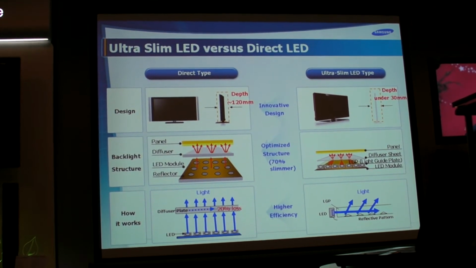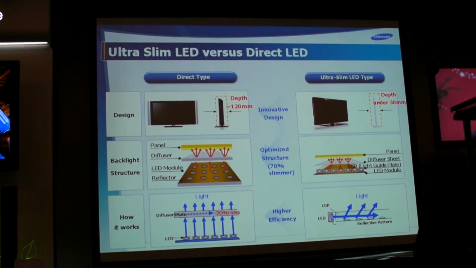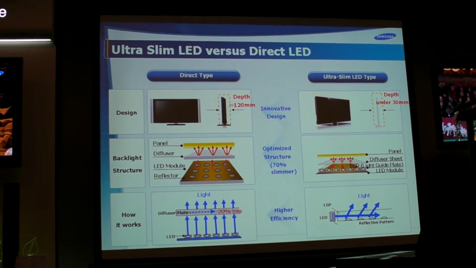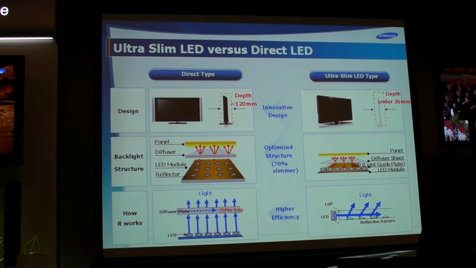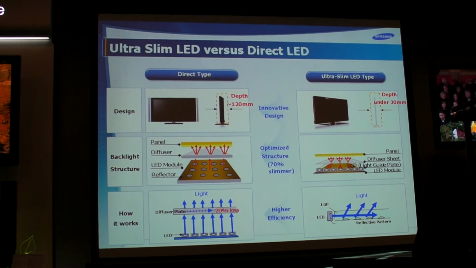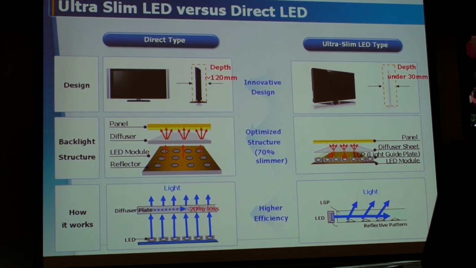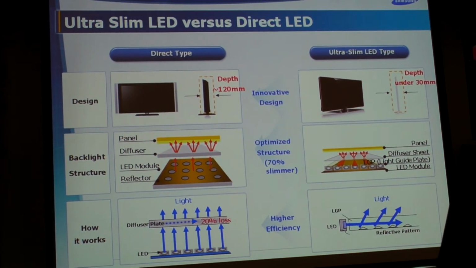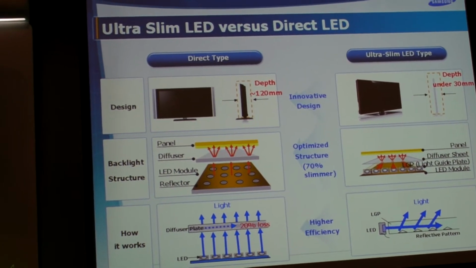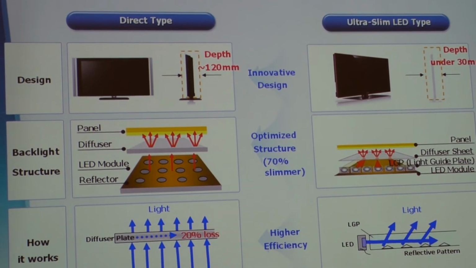So, you know that there are two different kinds of LED technologies out there. One is called the direct type, and the other is the ultra-slim LED edge type. There are a couple of differences. The first, very simple, is that with a direct LED you've got a very thick product, around 10 to 15 centimeters thick, while with our ultra-slim LED type we achieve less than 30 millimeters. The second is uniformity, and the third is brightness control, where the edge LED type has an advantage over the direct LED type.